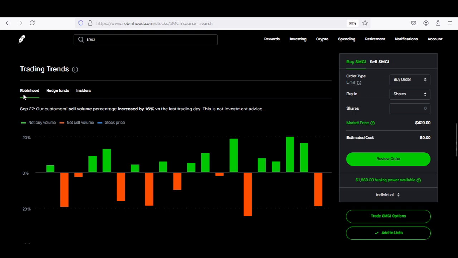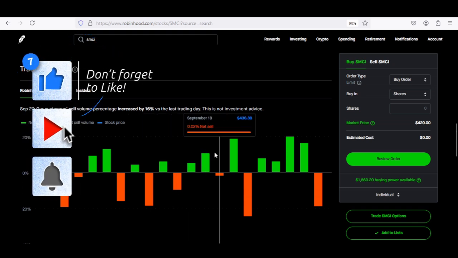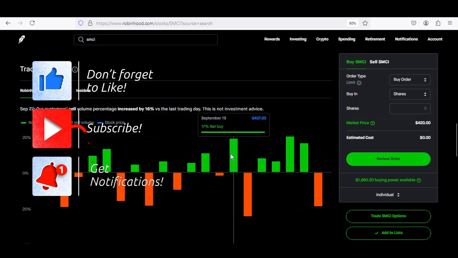Now, the first category is going to be Robinhood. This graph down here shows all the buying and the selling of us retail investors. And as you can see, the chart is pretty much up and down. That means we do whatever we want, whenever we want, and every retail investor has a different strategy or different reason why they're buying and also why they're selling. There isn't anything concrete here that actually shows us a trend.